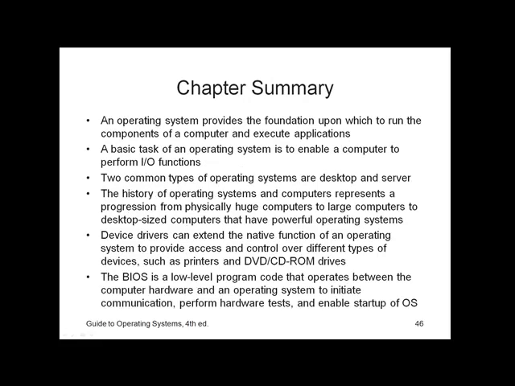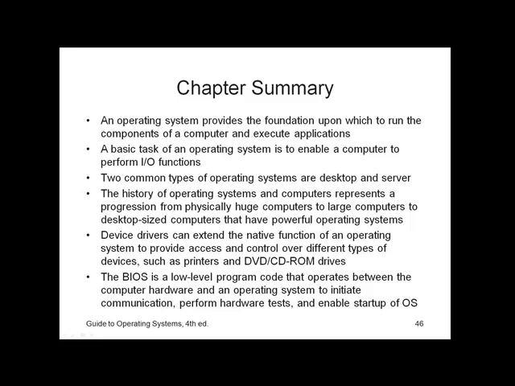Let's summarize the chapter. An operating system provides the foundation upon which to run the components of a computer and execute applications. A basic task of an operating system is to enable a computer to perform input-output functions. There are two common types of operating systems, desktop and server. The history of operating systems and computers represents a progression from a physically huge computer to large computers to desktop-sized computers that have powerful operating systems.